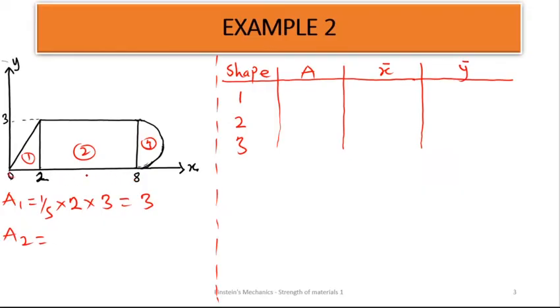All right, and the height is also giving us 3. So our 6 by our 3 and our A2 is giving us 18. For area 3, this is a semicircle, so half our pi r square.